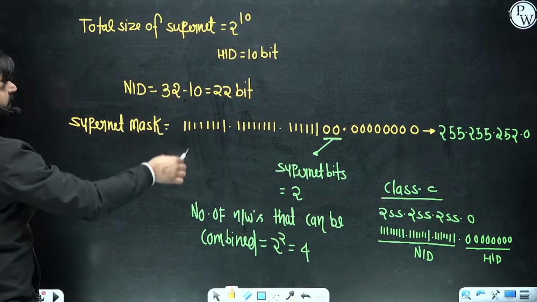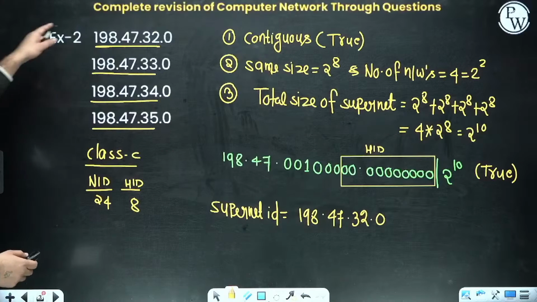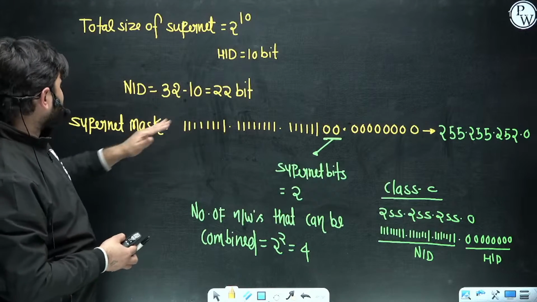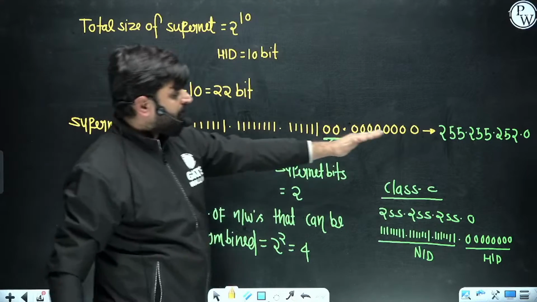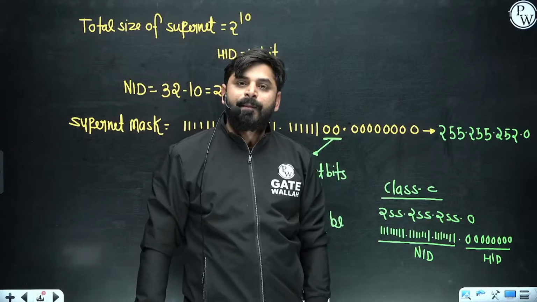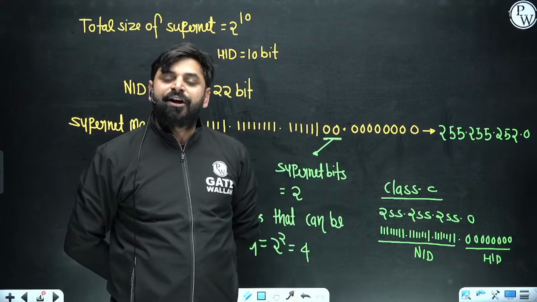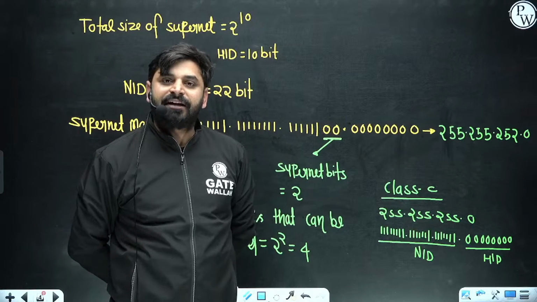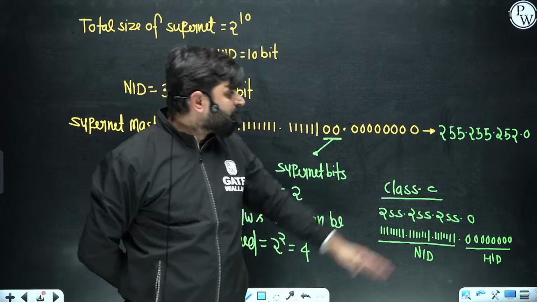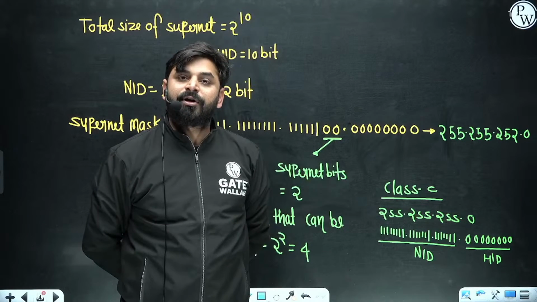So this is the supernet mask for which class? Class C. This example we have seen now, class C. Supernet mask for class C. What is this? 255.255.252.0. This is the class C supernet mask. It means number of ones, how many here? Class C network ID is 24 bits. But number of ones, how many? 8 plus 8, 16, 16 plus 6, 22. Number of ones less than.